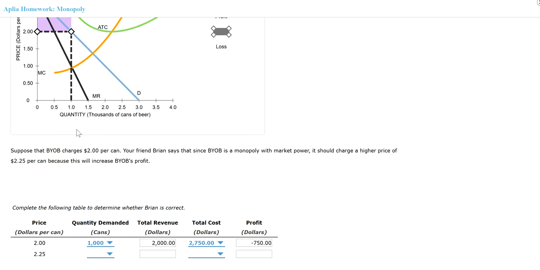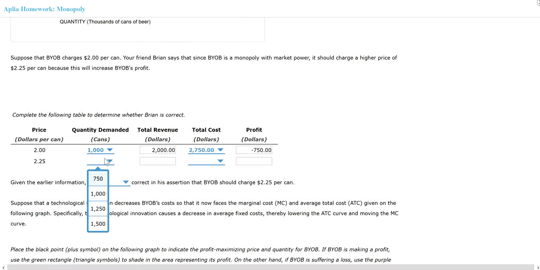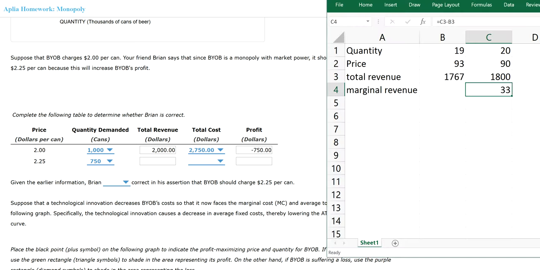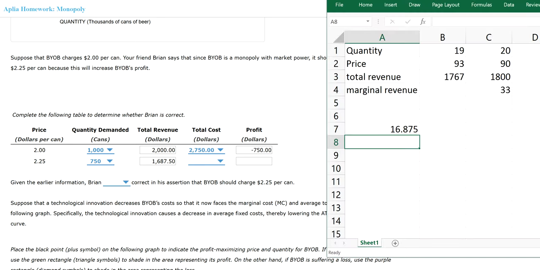All right, at $2.25, somewhere over here, it looks like this was 0.75 of quantity, so 750. And then total revenue, so 750 times 2.25. This is 1,687.5. So 1,687.5. Did I do that right? Let me double check. Should be 750. There we go.